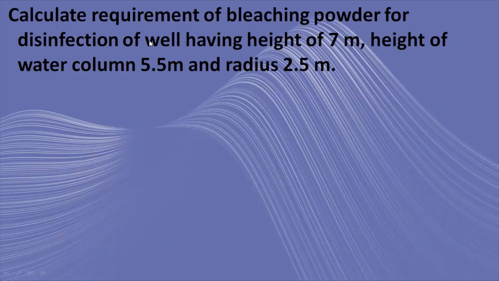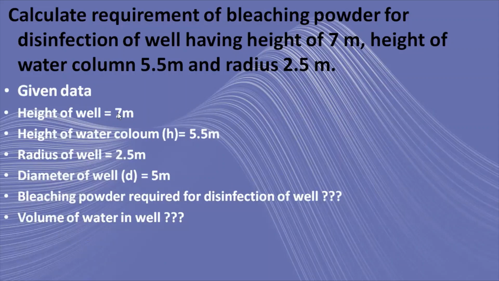Our next question is: calculate the requirement of bleaching powder for disinfection of a well. So you have a well and you want to disinfect it, and it has a height of 7 meters, the height of the water column in the well is 5.5 meters, and the radius is 2.5 meters. So these are the given information. Height of the well is 7 meters, height of water column is 5.5 meters, radius of the well is 2.5 meters, diameter of the well is 5 meters. We need the bleaching powder required for the well.